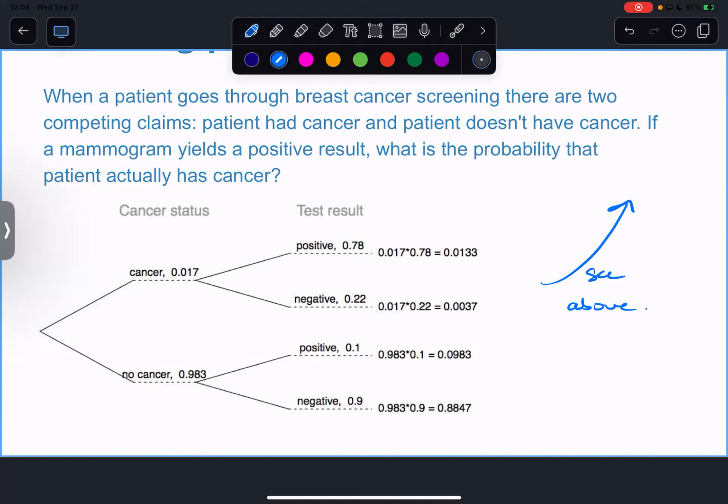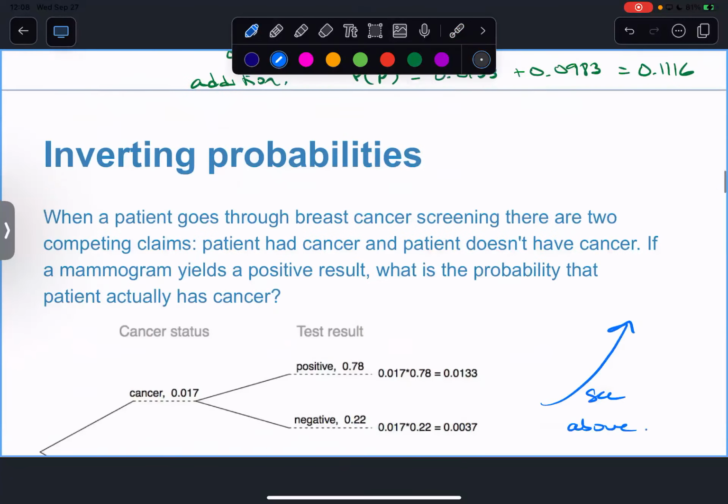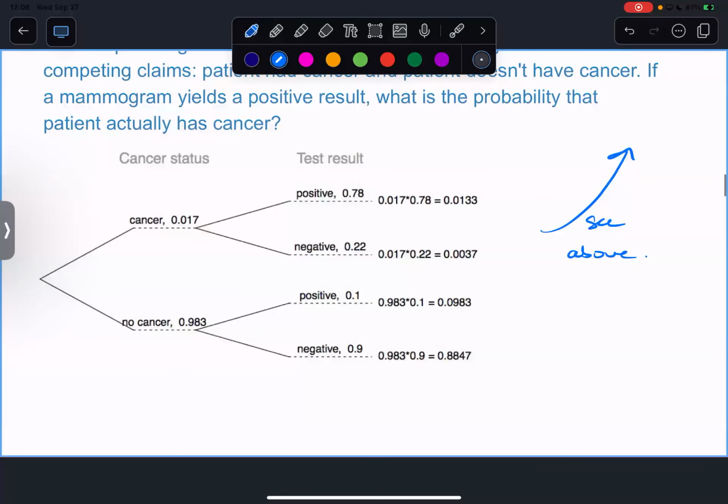Yeah. Yields a positive result. What's the probability that they have cancer? So the probability of C given P, which we already found, but it's just got the tree diagram.